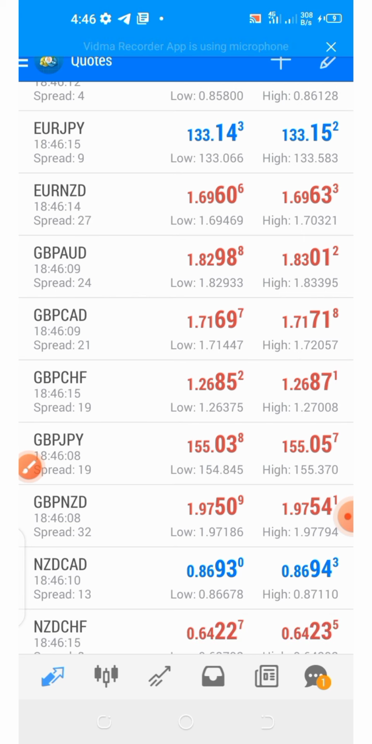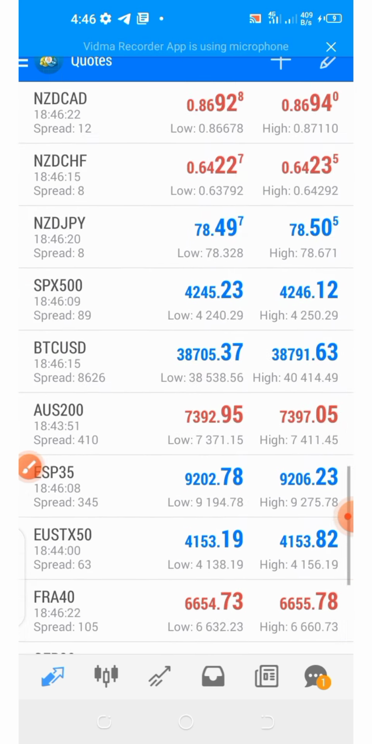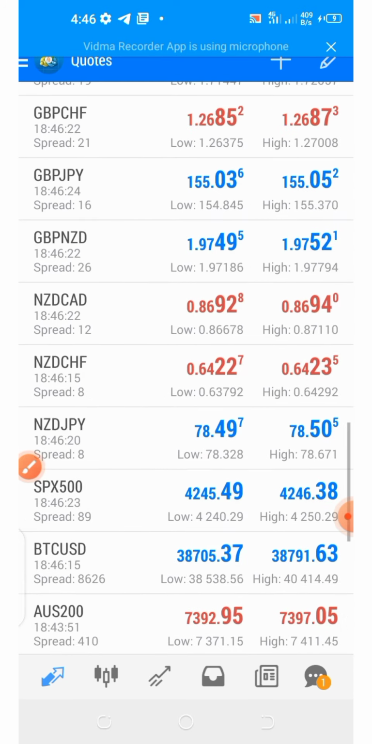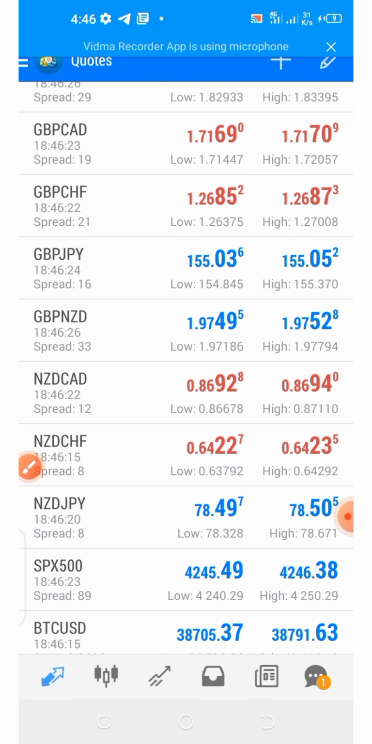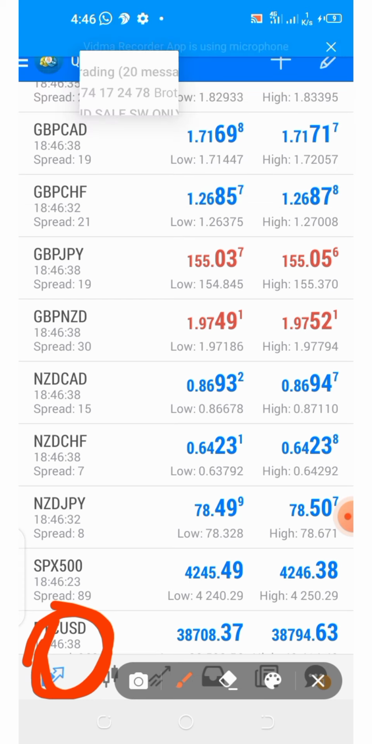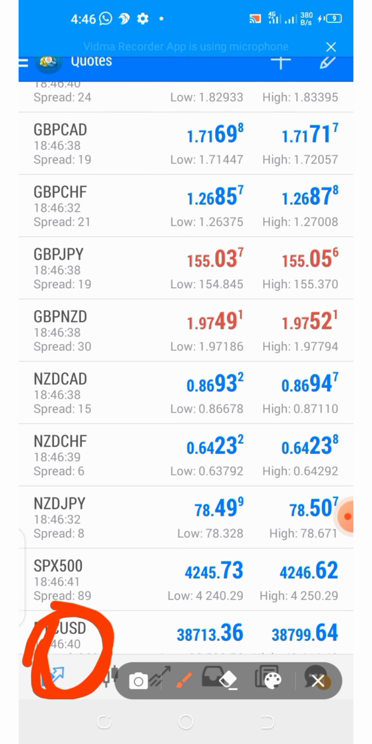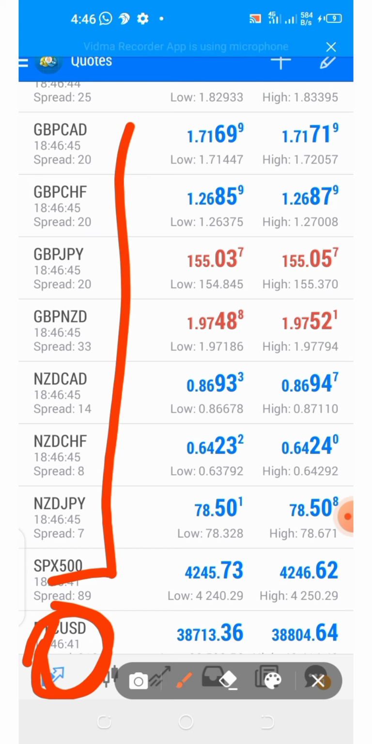Now let's dive into the platform. This is the MetaTrader 4 interface, and on this MetaTrader 4, you see there are so many things. So let's do it step by step. Let's start with the first. If you look at this point here, this is the quote. You click on this point, you click on quote. Then when you click on this quote, you see these are the currencies.